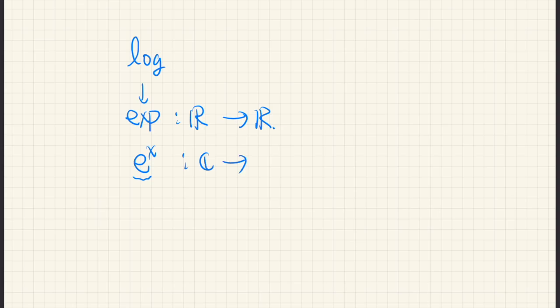Alright, in this video, we first define the natural logarithm. Then as the inverse function of this, we define the exponential function from real to real. Then we show that this can indeed be written as exponential of some constant e. Then we extend this function to the complex domain, to complex codomain. Okay, let's start.